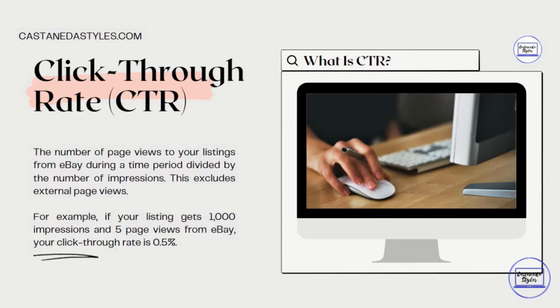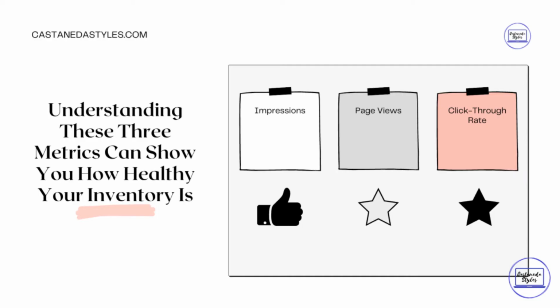This is the number of page views to your listings from eBay during a time period divided by the number of impressions. This excludes external page views. For example, if your listing gets 1,000 impressions and 5 page views from eBay, your click-through rate is 0.5%. These 3 metrics combined can give you a pretty good idea of how healthy your store is. Not only how healthy your store is, but the more you understand these 3 metrics, the more you can understand your listings and you can see how healthy your individual listings are as well.